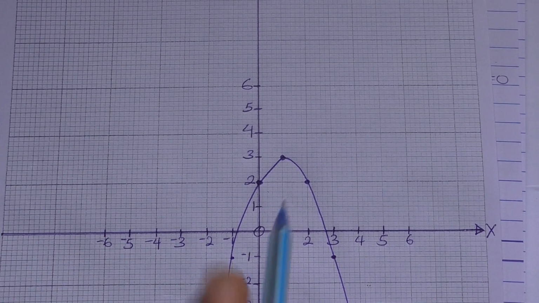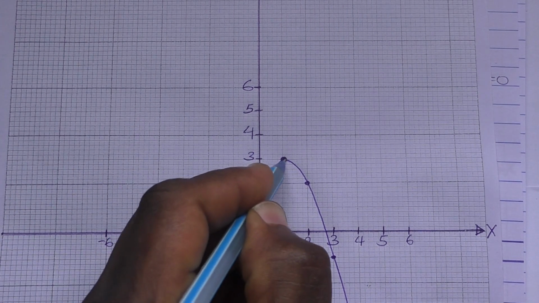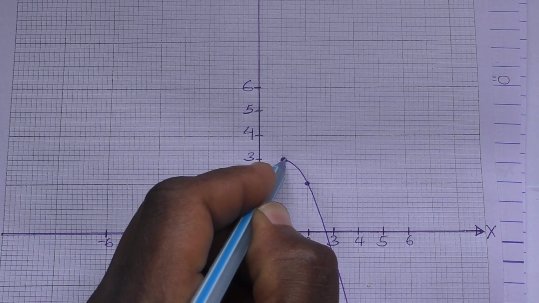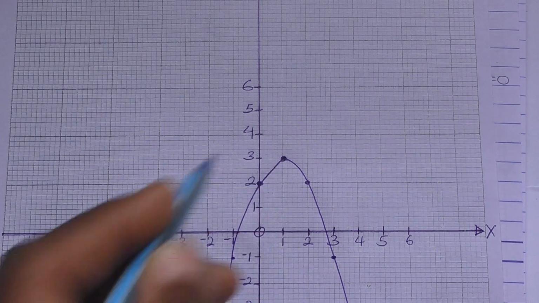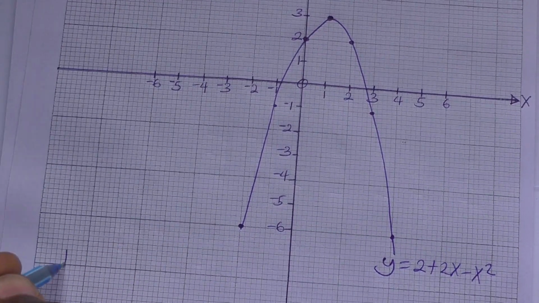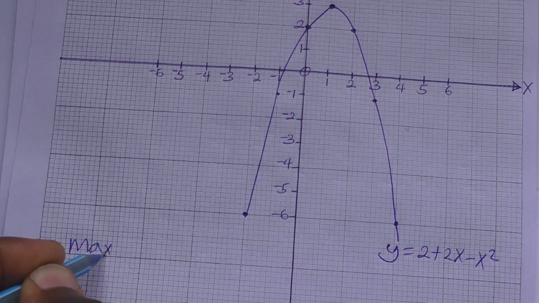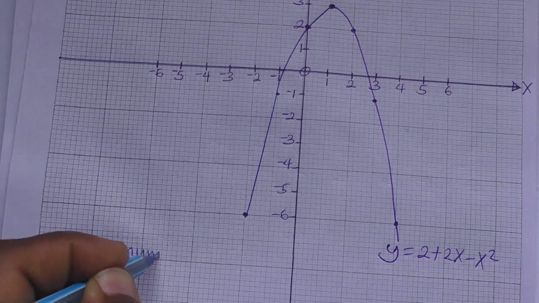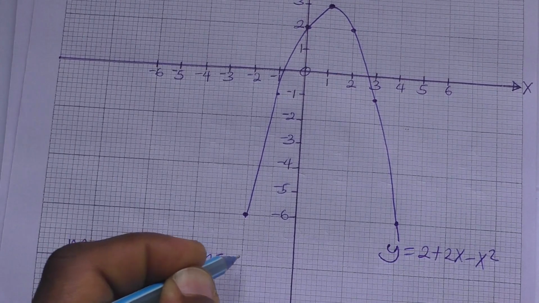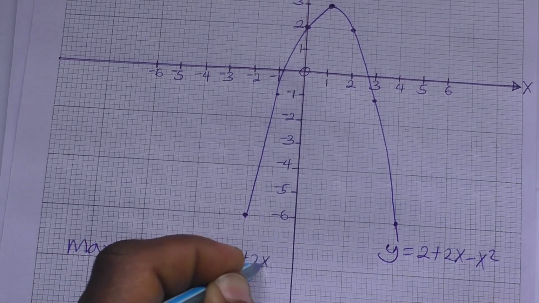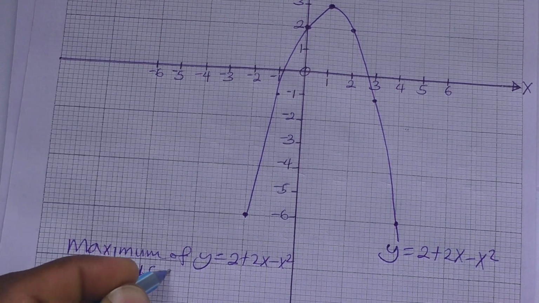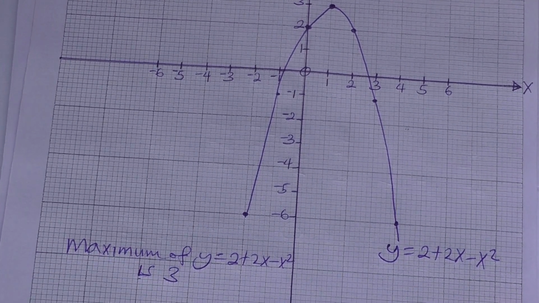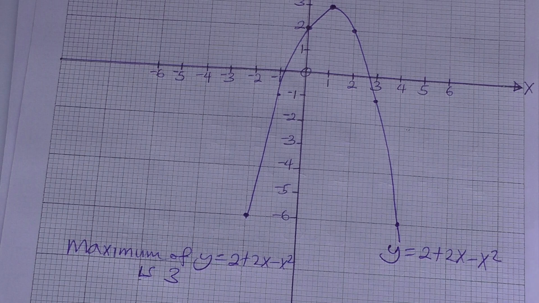According to our curve, our maximum is 3. So the maximum of the curve is 3. So we shall say maximum of y equals 2 plus 2x minus x squared is 3. That is our answer.